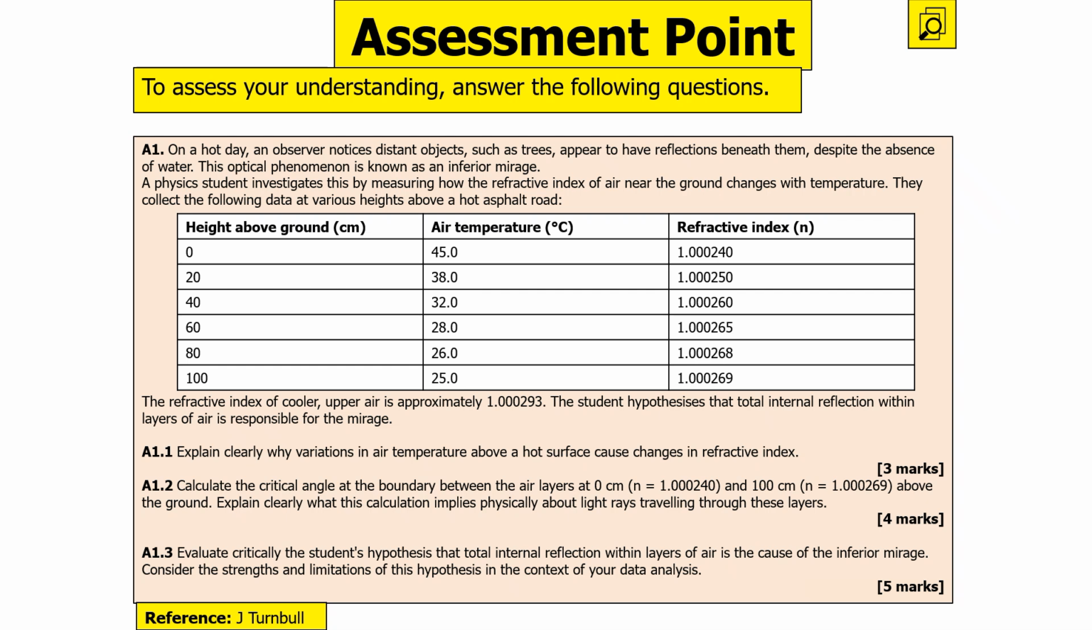And then finally, evaluate critically the student's hypothesis that the total internal reflection within the layers of air is the cause of the inferior mirage. Consider the strengths and limitations of this hypothesis in the context of your data analysis. So, pause the video now, then unpause the video when you want to go through your answer.